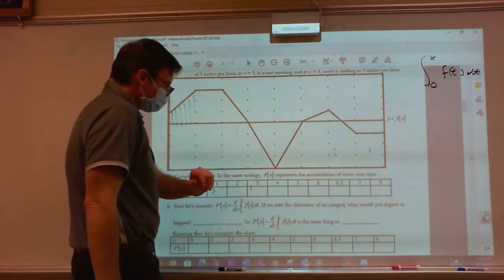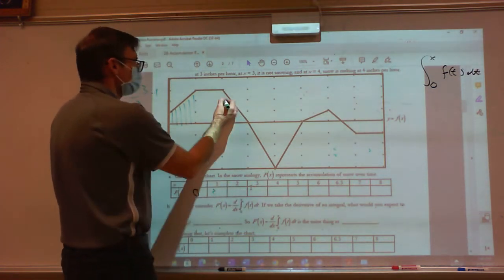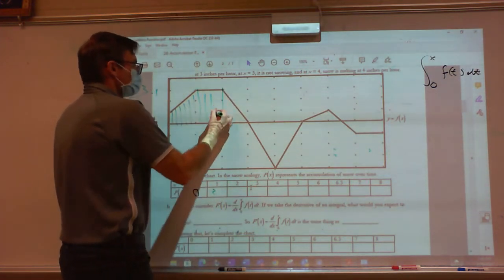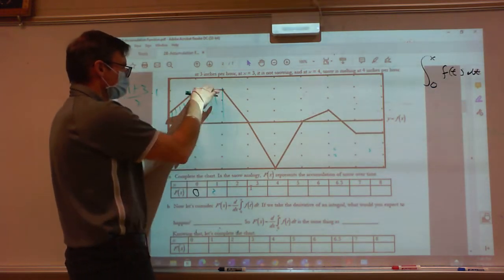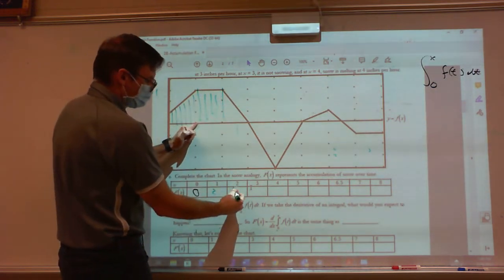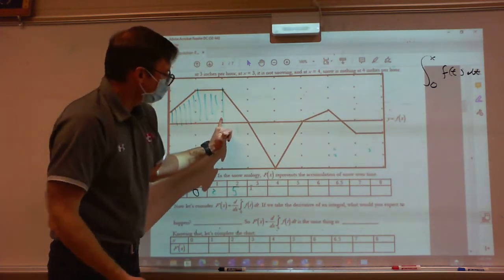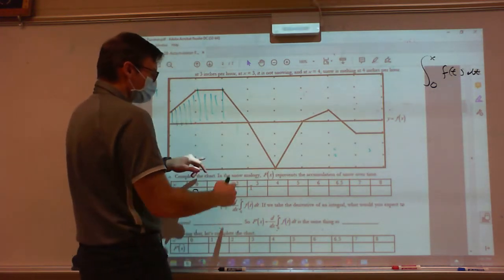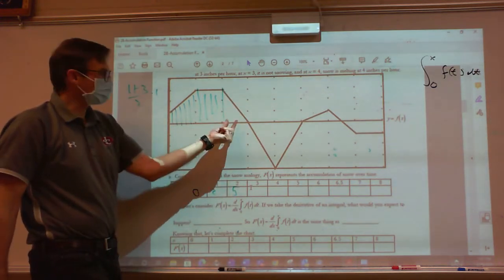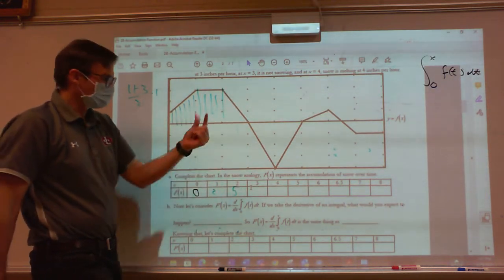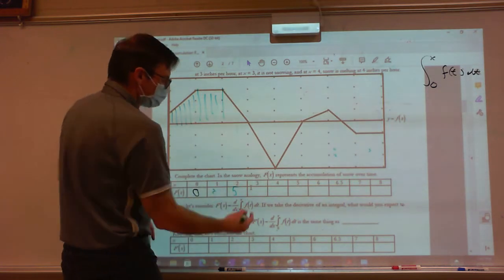All right, now we're going to go to 2. So I get to add some more stuff. So what's that, 3? So 2 plus 3 gives me 5. And then I get to add some more stuff, which is, what, 3/2? Like this area is 3/2? Yeah. Okay. So I get 13/2.